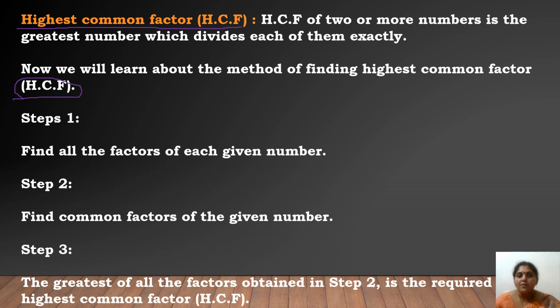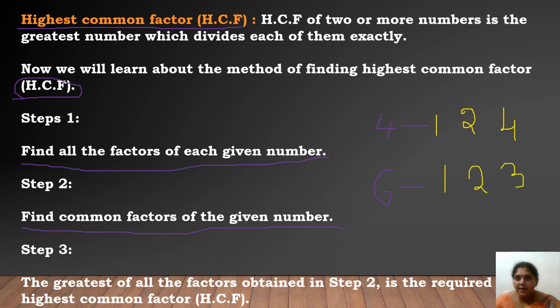First, what we have to do? We have to find all the factors of each number. Then, you have to find the common factors of the numbers. In that, the greatest of all the common factors obtained in step 2 is the required highest common factor. Suppose, I'll tell you one example here. I am taking 4 and 6. I have to find the factors of 4 and factors of 6. What are the factors of 4? 1, 2 and 4, right? Now, what are the factors of 6 here? 1, 2, 3 and 6.